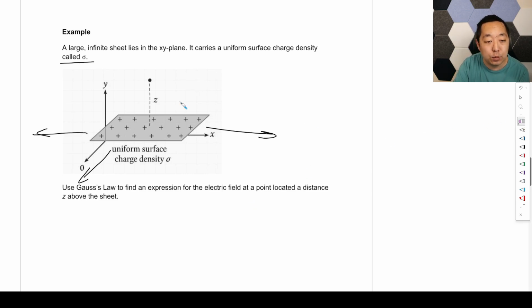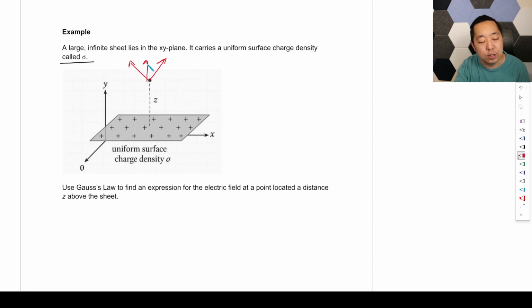First, we have to understand the direction of the electric field. This is where it's tricky. It's definitely pointing away from these positive charges, but the question is, is it this way, or this way, or sticking out? How do we know the direction of the electric field? This is where we use a symmetry argument. I know that it's going to point straight up.